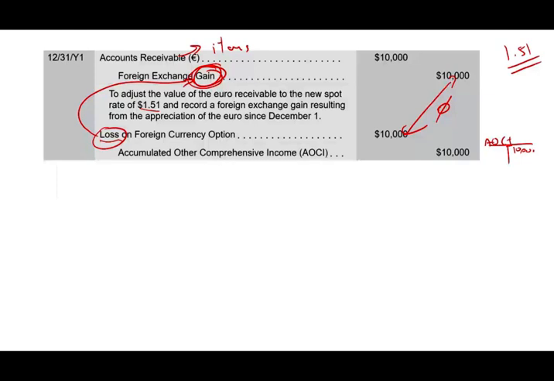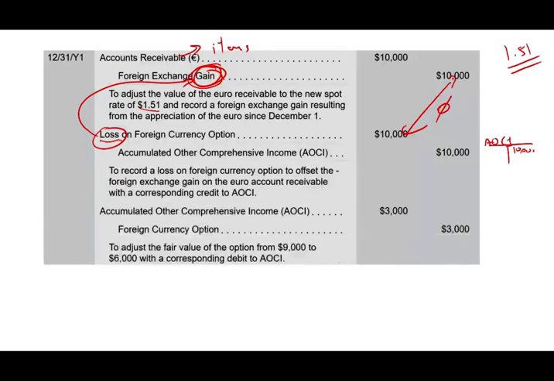Okay, we're not done yet. We have to reduce the option from 9,000 to 6,000. Why do we have to reduce it from 9,000 to 6,000? Because the value of the option was 0.009. By December 31st, it was 0.006. It went down 0.003. Therefore, we're gonna record this debit other comprehensive income and credit foreign currency option. Now we're gonna be reducing the foreign currency option by 3,000. It's the asset.